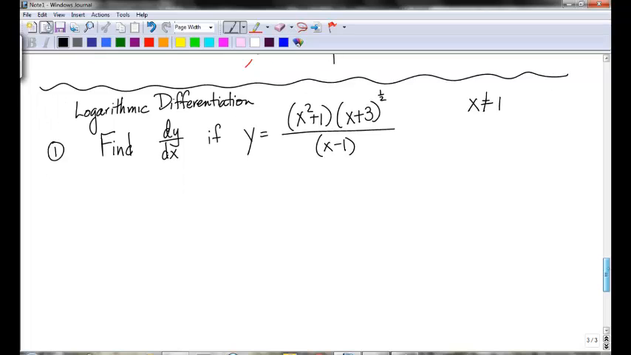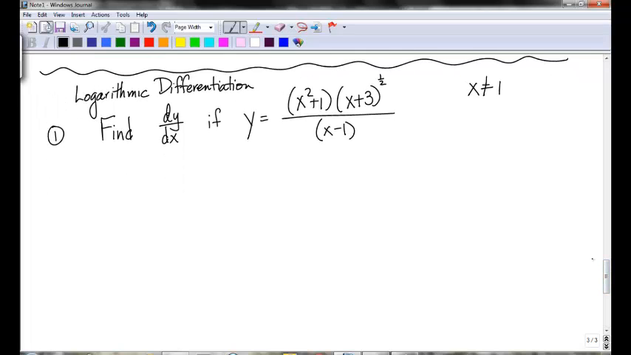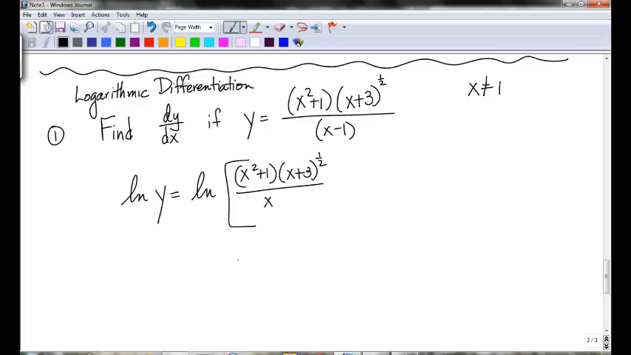Okay? To find the derivative of that, the very first step, if this is in exponential form, you use logarithmic form. First step is just take the log of both sides, and we're going to use ln. So natural log of y equals the natural log, and you just repeat that whole thing. So it's x squared plus 1, x plus 3 to the 1/2 power, that quantity, over x minus 1. Okay, and make a note outside. First step, take the ln of both sides.